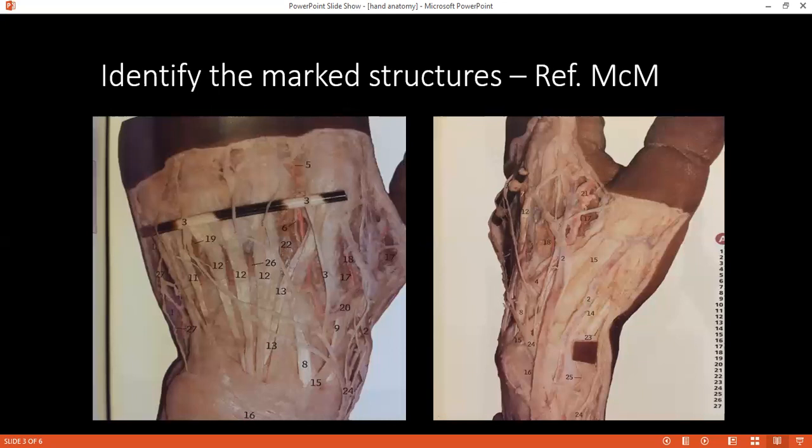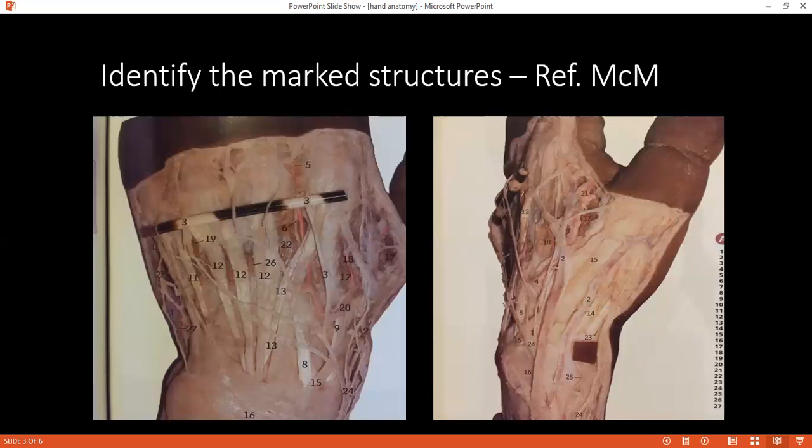Extension, extensor pollicis longus and extensor pollicis brevis. Both are supplied by the radial nerve. Very good. Abduction, abductor pollicis longus, supplied by radial also. Adduction, adductor pollicis. Flexor pollicis brevis is supplied by median, the other one by radial. Pollicis brevis is median and the longus is radial. Okay, very good.